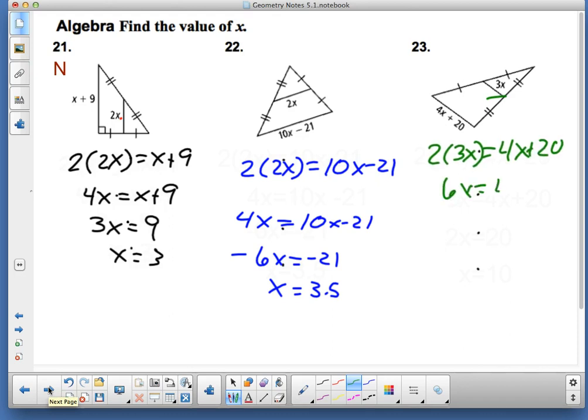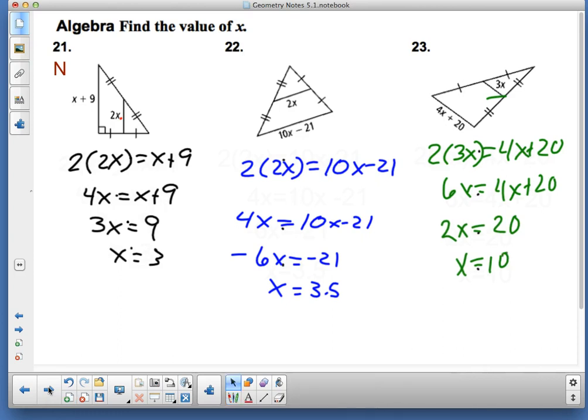6x equals 4x plus 20. 2x after I subtract equals 20. X has got to be 10. As we're getting it through. Okay? Are there questions regarding this?